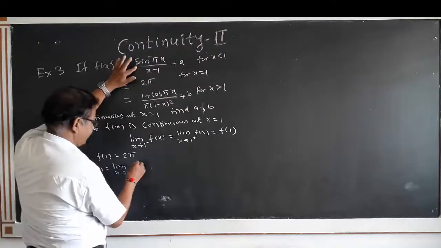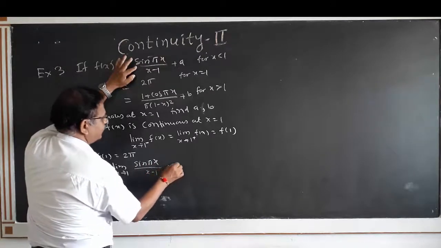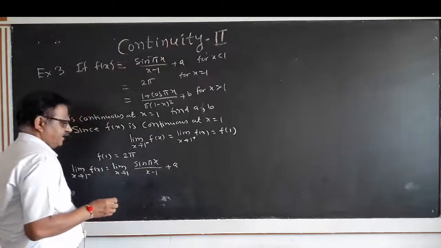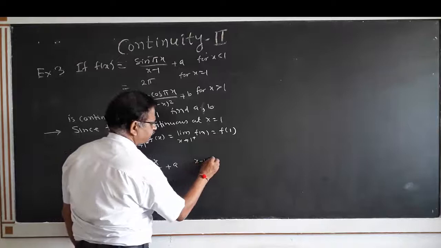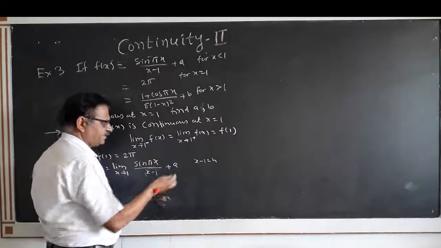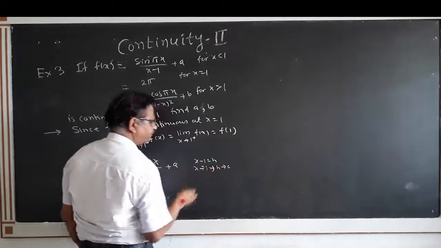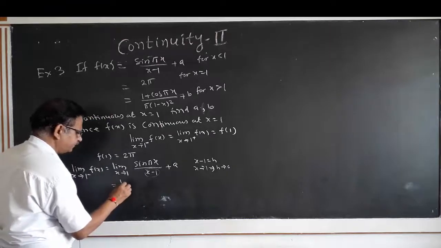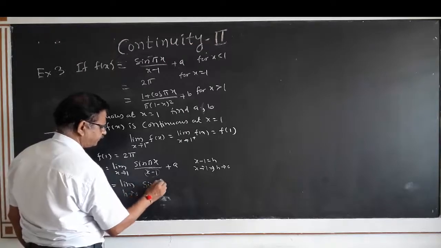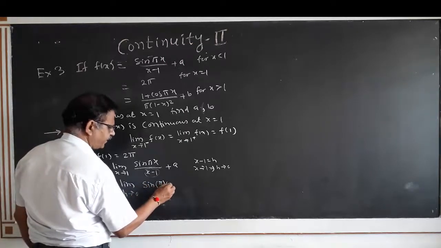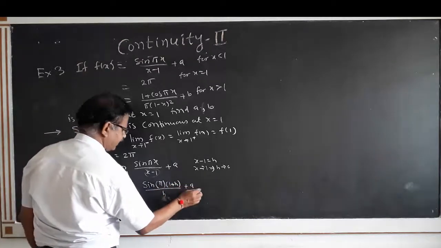Therefore, sin pi x divided by x minus 1 plus a. Here I shall put x minus 1 equal to h. Therefore, x equal to 1 plus h. And as x tends to 1, h tends to 0. Therefore, this limit becomes limit h tends to 0 sine of pi into 1 plus h divided by h plus a.